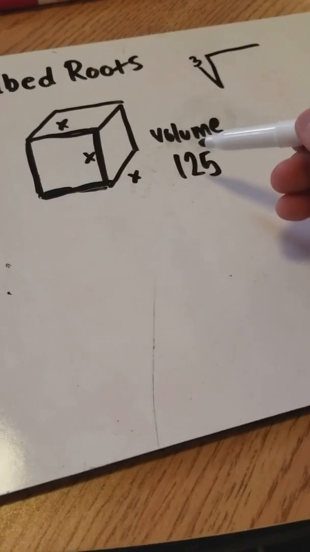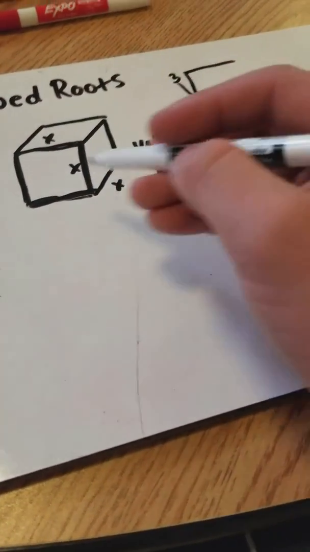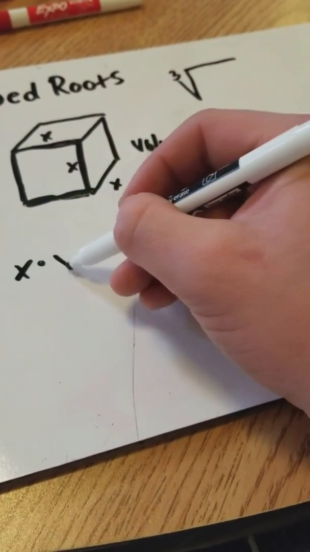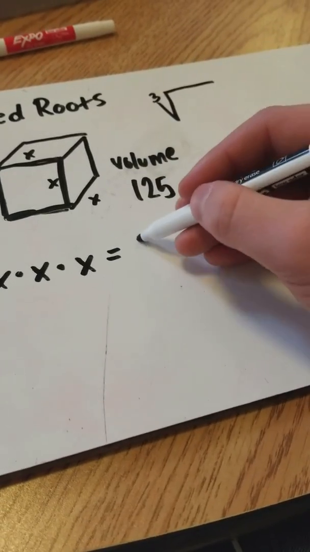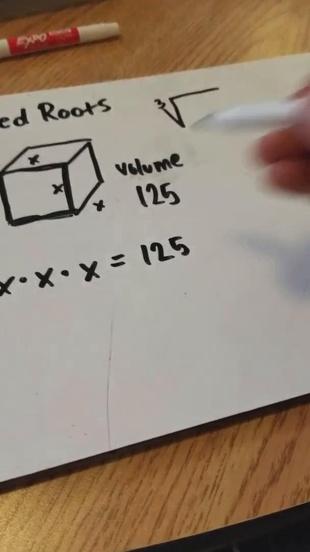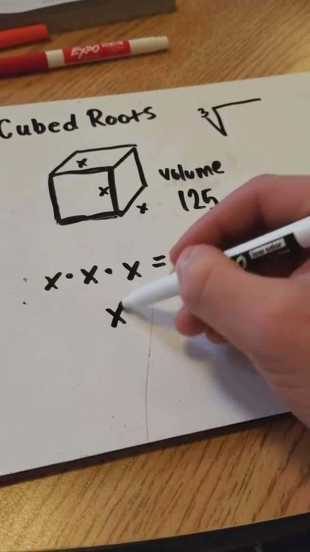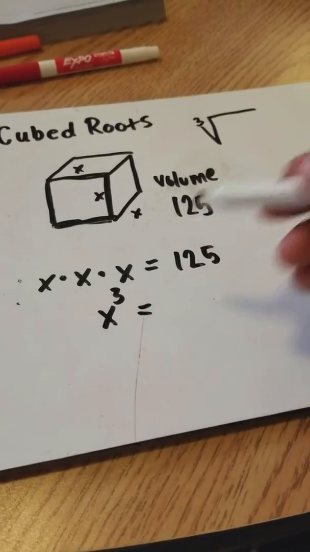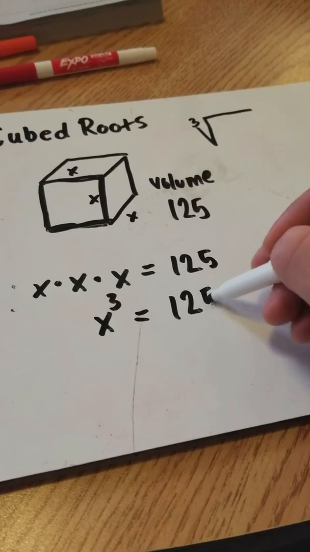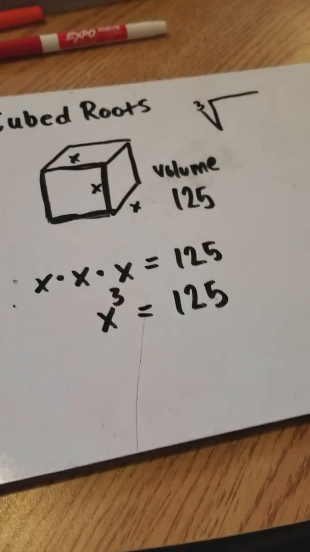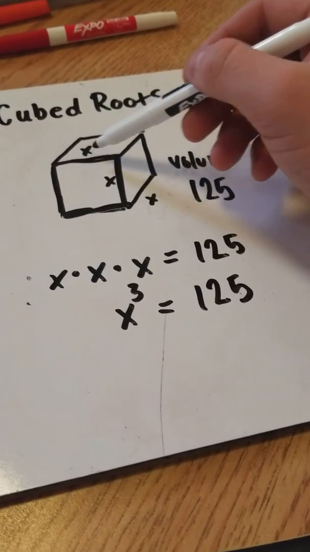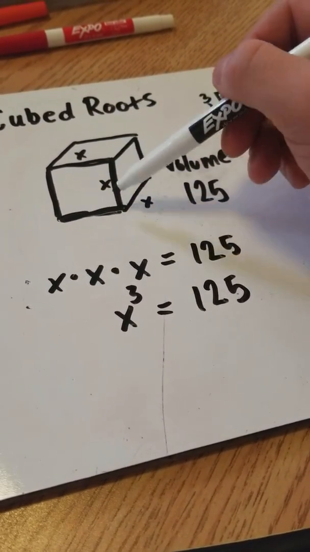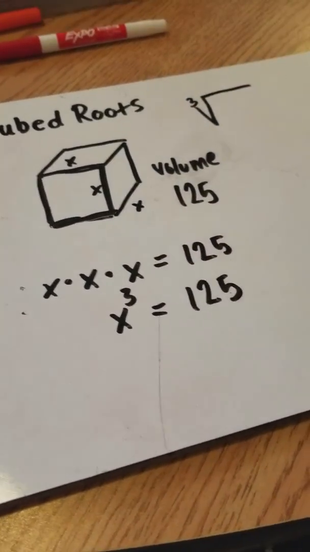Then we know the volume is x times x times x, and that will equal 125. We can write x times x times x as x to the third, and that equals 125. So right now, all I did was find the volume using my side lengths. The side length is just x, and all my lengths are going to be the same because it's a cube.